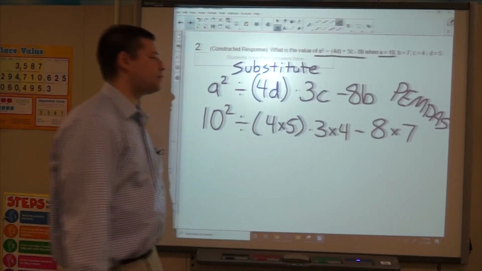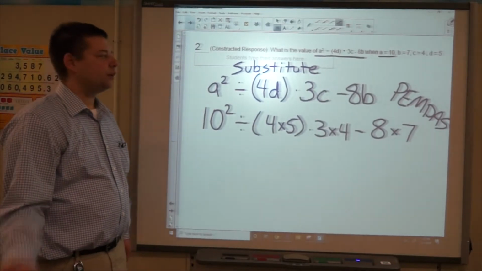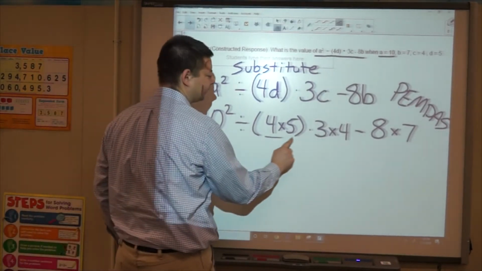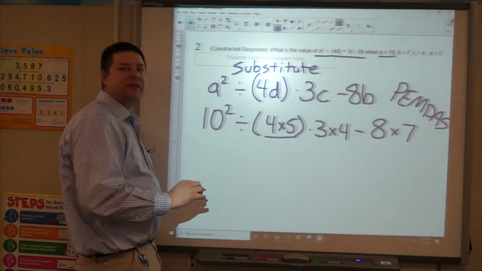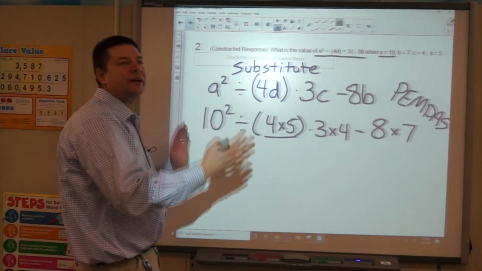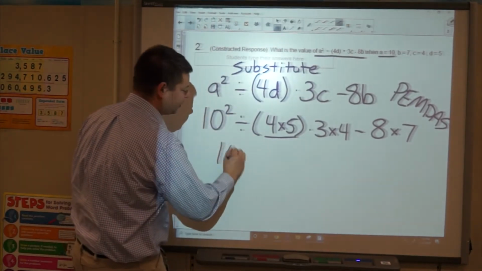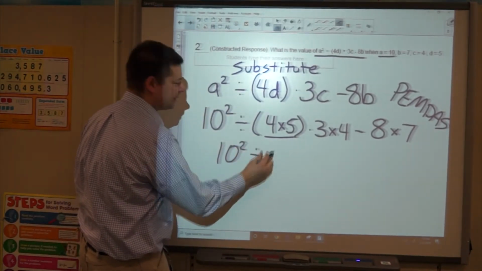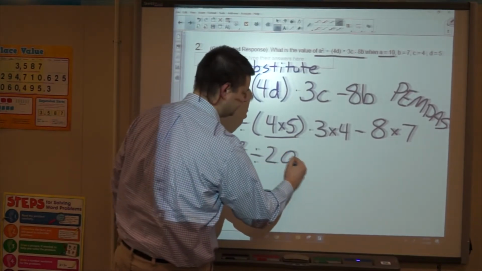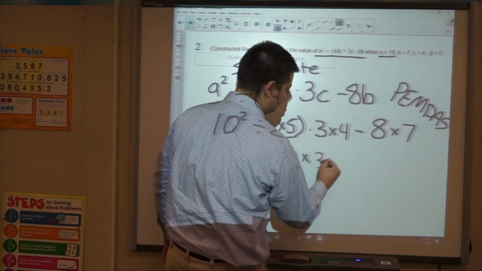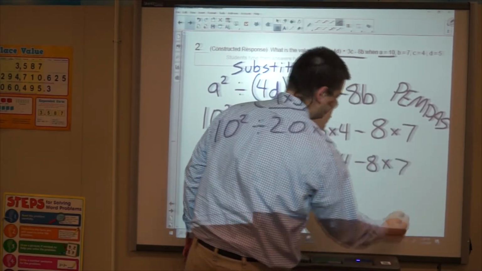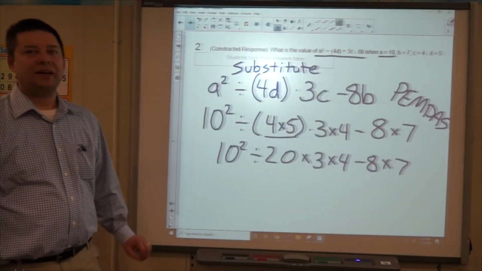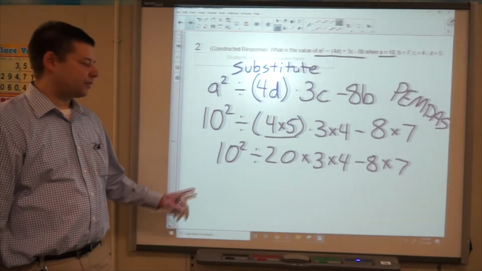So if I'm following the order of operations, I start with parentheses. Parentheses are here, so 4 times 5. I'm going to rewrite this each and every time, just so we can make that little Dorito chip as it completes all the way down. So I have 4 squared divided by 4 times 5, which is 20, times 3 times 4 minus 8 times 7. Okay, next up in my order of operations, the E stands for exponent.